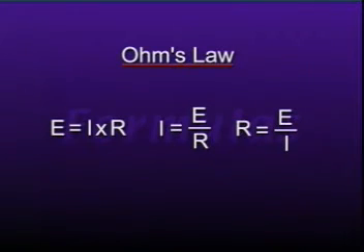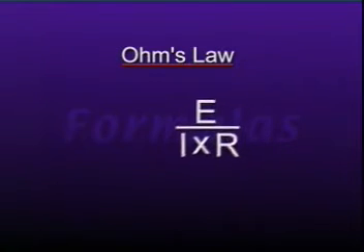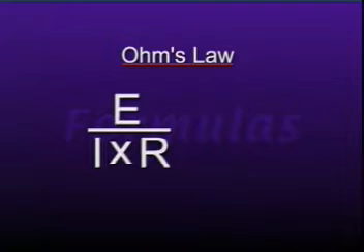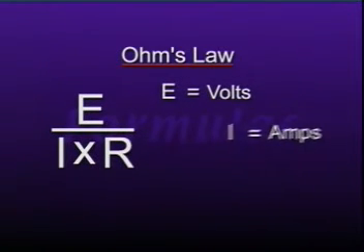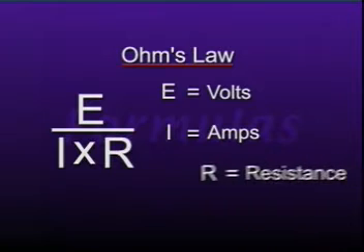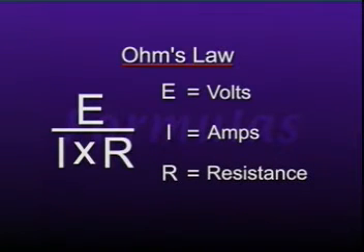Mathematically, Ohm's law can be stated as E equals I times R, where E equals volts, I equals amps, and R equals resistance. Finding a missing value is really very easy. By covering the quantity you are looking for, you can find the answer.